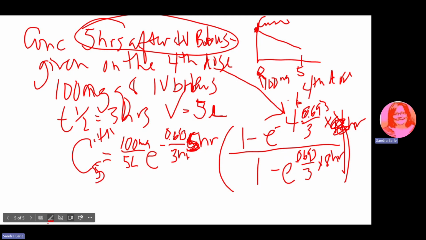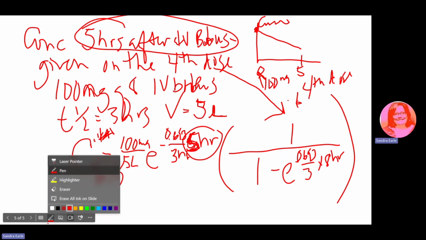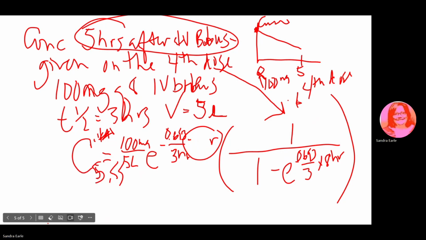If we wanted to know, instead of the 4th dose, at steady state, we would just change this to our accumulation function. That's now going to take us to steady state, 5 hours into this. If we wanted our C min, we would change this to 8 hours. Okay, you got the idea? Hope that helps. Thanks.